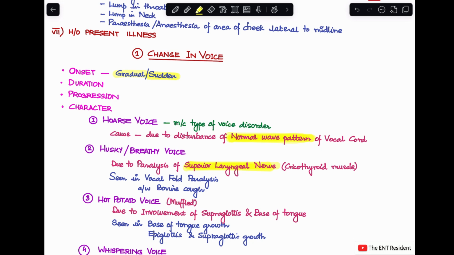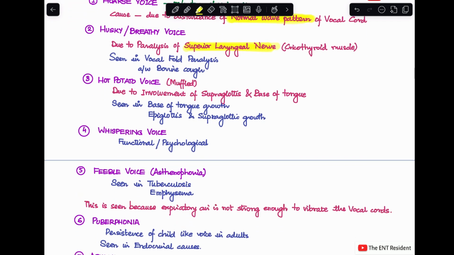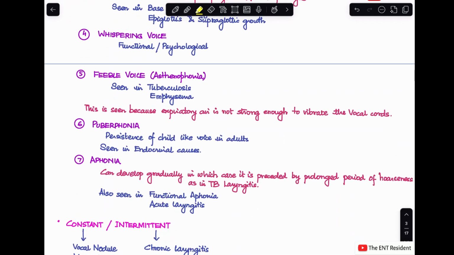And this will be seen in cases of growth involving the base of tongue, the epiglottis, and the supraglottis. Next is a whispering voice. Whispering voice is something you will see more commonly in functional or psychological patients where there's actually no structural difficulty, it's more a functional difficulty. Next is a feeble voice. Feeble voice is also known as asthenophonia.